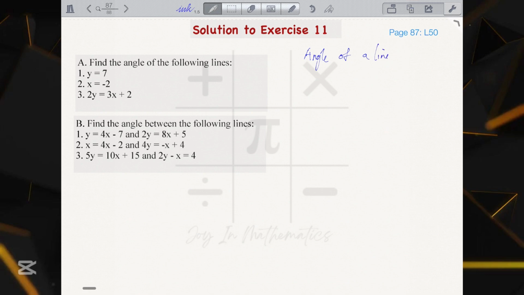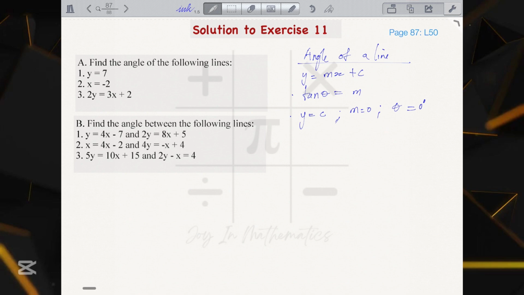We know that if you have a line represented by y is equals to mx plus c, the angle of the line is evaluated by saying that tan theta is equals to m, where m is the gradient or the slope. Now, if you have a horizontal line, y is equals to c, definitely m is equals to 0 and tan theta is equals to 0. Therefore, theta is equals to 0 degrees. This is for a horizontal line.